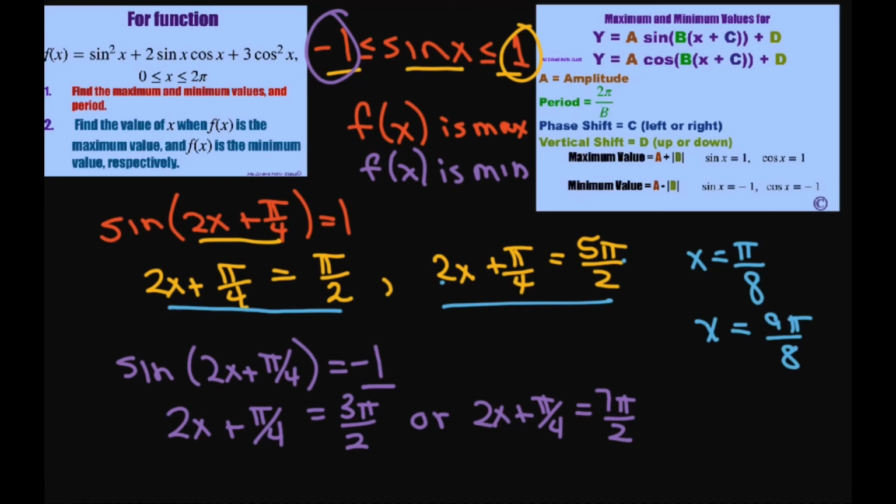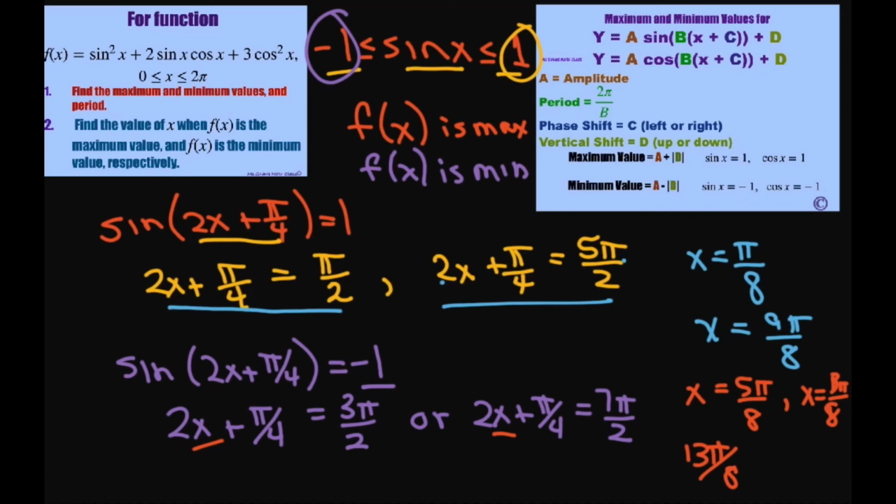All right, from there, when you solve for this x, you subtract the pi divided by 4 and divide by 2. So you're going to get x equals 5 pi divided by 8, or x equals 13 pi divided by 8. I'm going to write it here, 13 pi divided by 8.